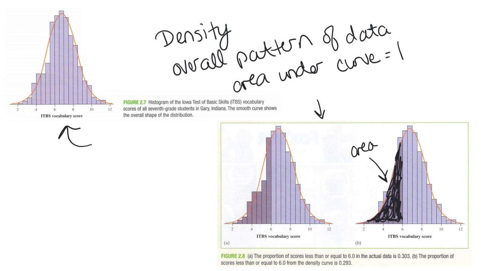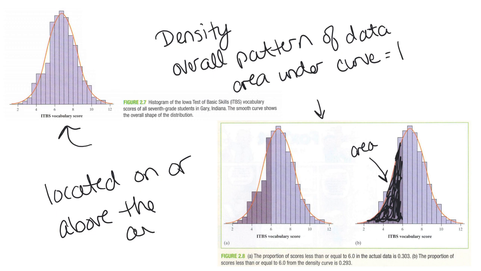Okay, so we do need to remember that the area under the curve is always going to be equal to 1. In addition, density curves are always going to be located on or above the x-axis. So these would be our major characteristics of a density curve: overall pattern of the data that's not going to include our outliers, area under the curve being equal to 1, and the curve is going to be located on or above the x-axis, meaning you're never going to see it dip under the x-axis.